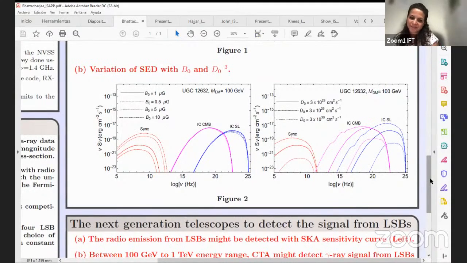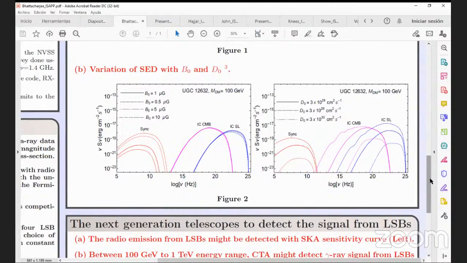Yeah. I have also shown how the spectral distribution can vary with the astrophysical parameters like magnetic field or diffusion constant. And we have shown that the synchrotron emission strongly depends on the magnetic field, whereas both synchrotron and inverse Compton emission, I mean both radio and X-ray emission, strongly depend on the diffusion coefficient.